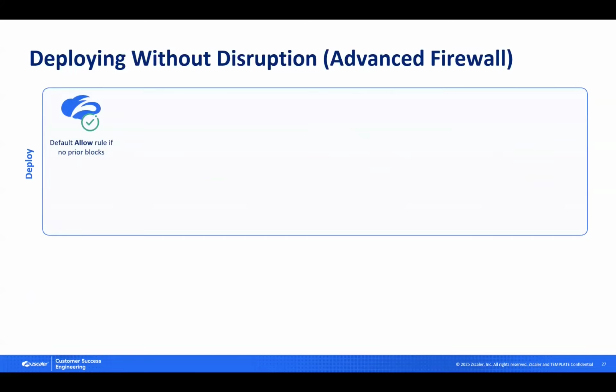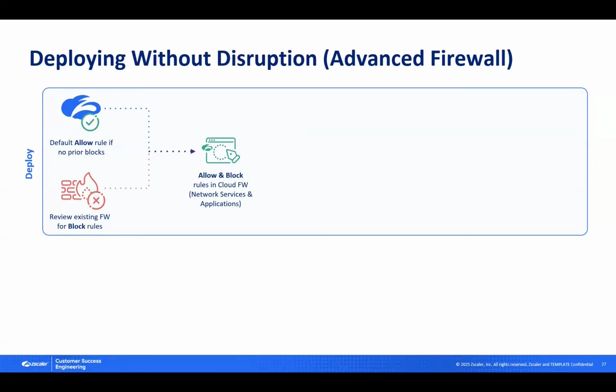For advanced firewall, again, you'll want to make sure that the default rule is set to allow, and review existing legacy firewall policies for any explicit block policies. You'll then configure allow and block policies in ZIA to match as necessary. In this case, for advanced firewall, you can build network services and network application policy. You can use user and group information for granular rules, and non-standard ports are discovered by the DPI engine, so there's no need for manual configuration.